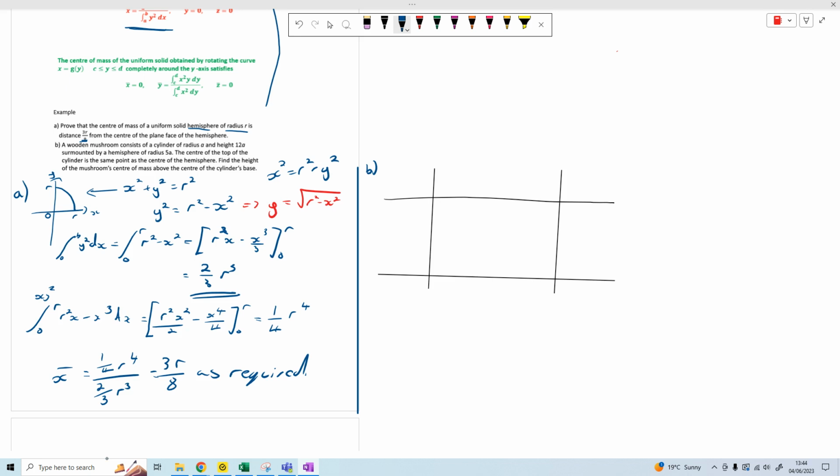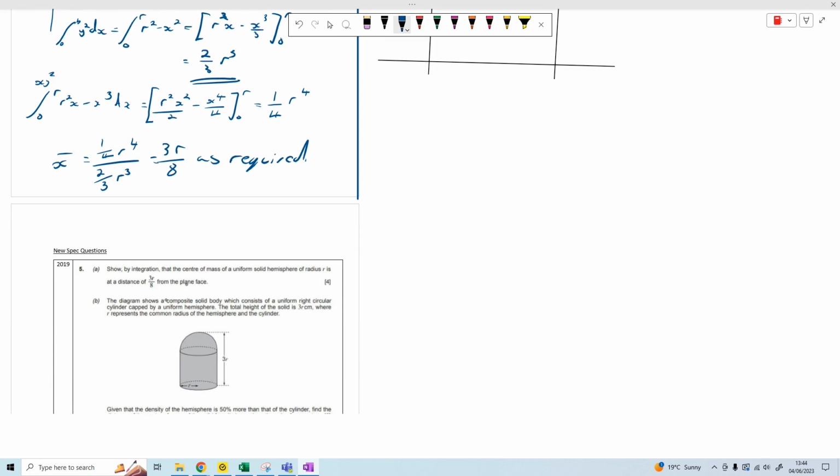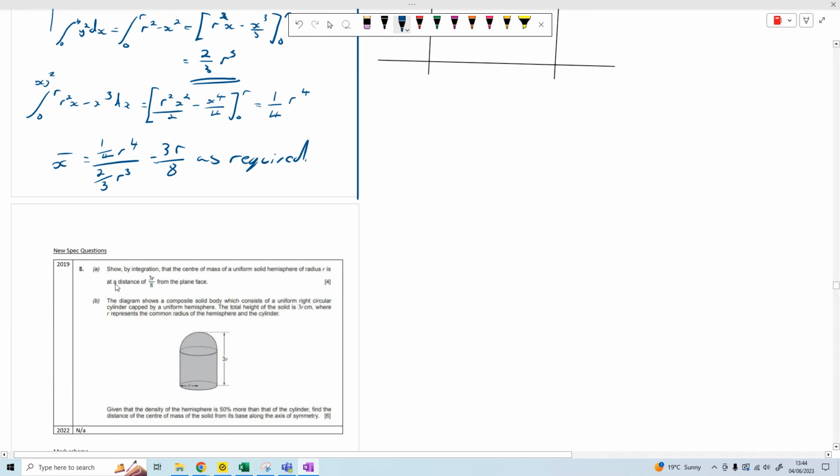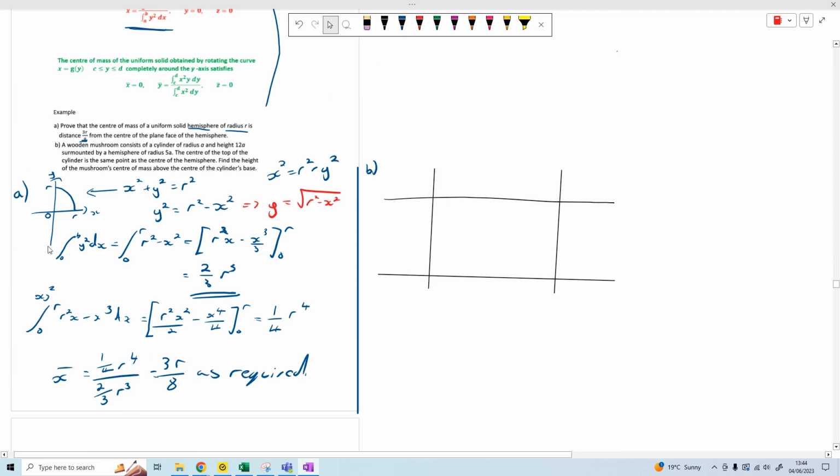Now, this came up, where was it? The 2019 paper. Very similar, and then you had to use it in the next one. So very similar for this one, we're going to have to use it in this next part. Let's see what's going on with it.